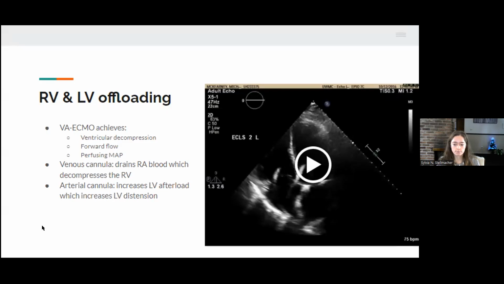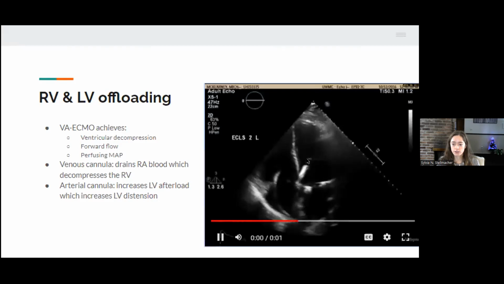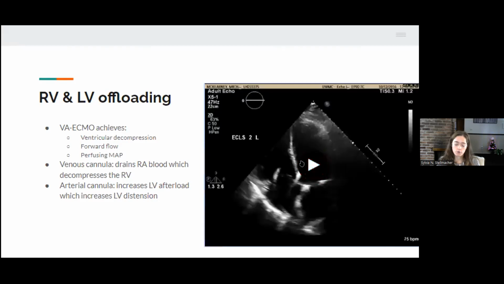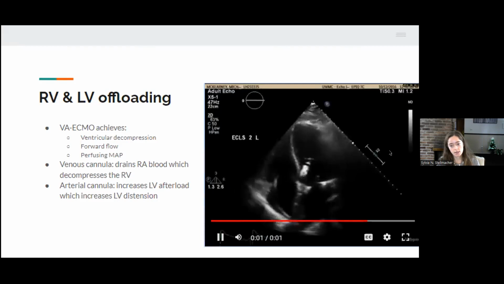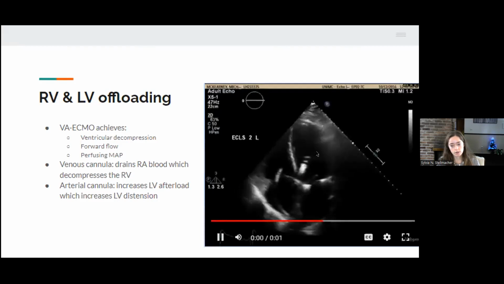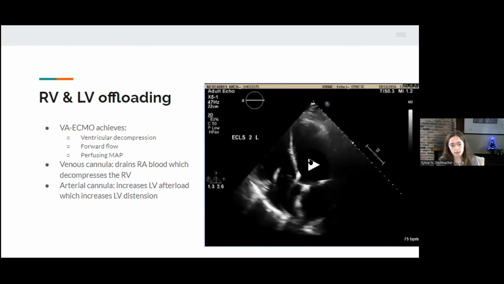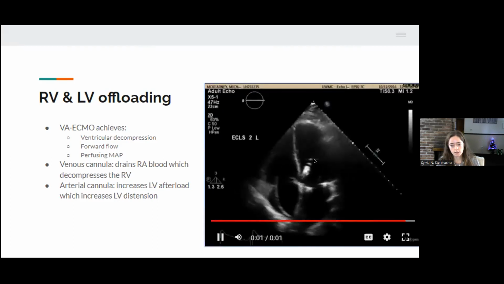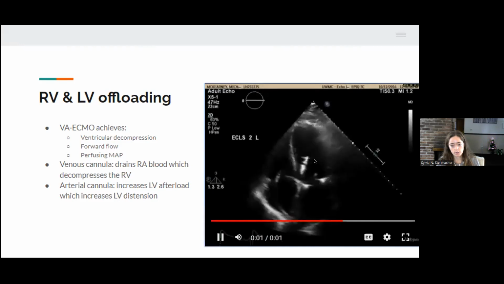So let's look at this echo of this patient who's been cannulated for ECMO. This is the same patient as before. And you can see in the short clip, they do have a little bit more squeeze. They're a little bit less dilated and overall have a little bit more forward flow.